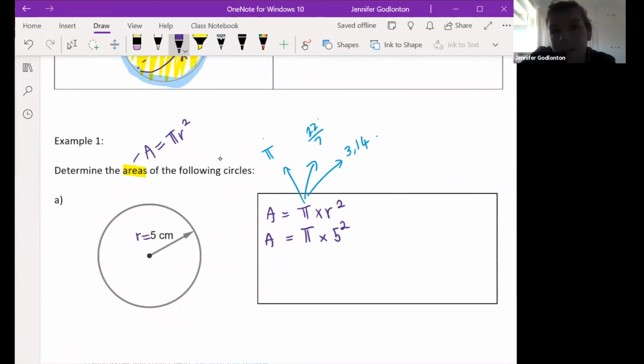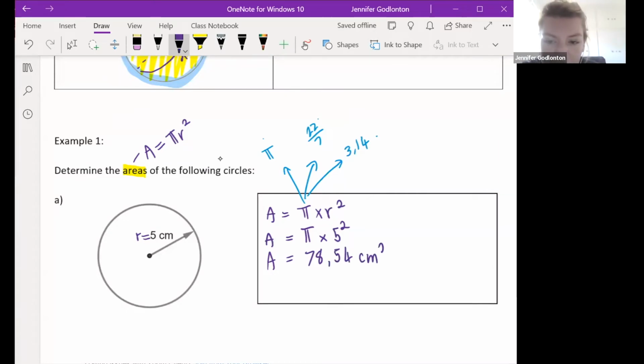Now, I don't want 25 pi as an answer. I want it as a decimal. So I push this button that says S to D. Remember, that was standard to decimal. And I get the answer of 78.54 centimeters squared. Okay, two important things to take from this answer.